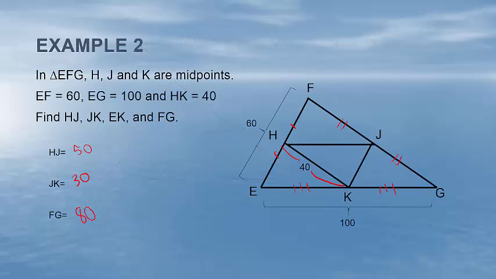We're missing EK. We need EK in here. Now E to K is a little different. So what you're going to have to realize is K is a midpoint. So if the whole thing's 100, then from E to K has to be 50. So keep an eye out for that. A lot of times we overlook the fact that these are indeed midpoints. So we've got to know that one side is equal to the other.